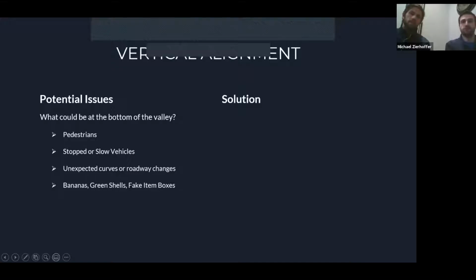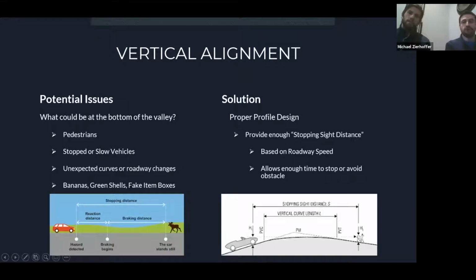And then some of the solutions would be what we call proper profile design. So we use something called stopping sight distance. You know how fast somebody should be driving and how far they have until a potential obstacle. So we know how long it's going to take them to react and then physically stop their car.